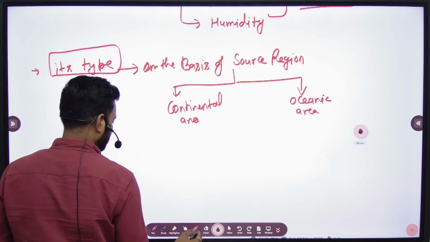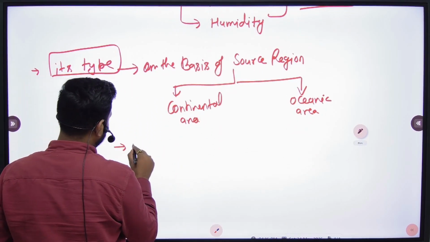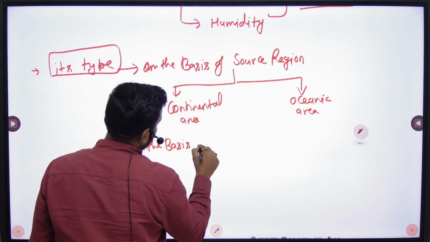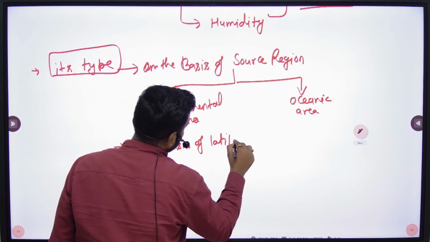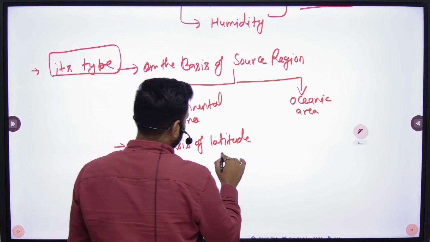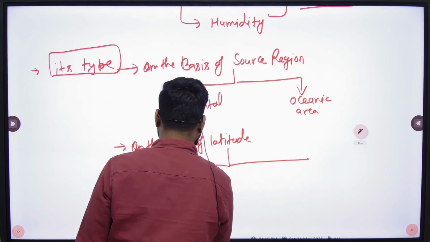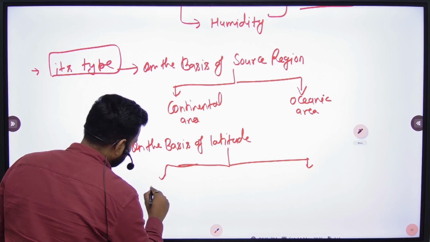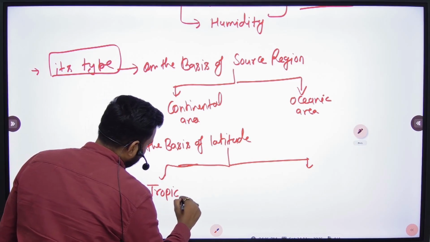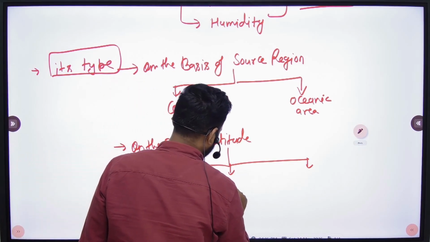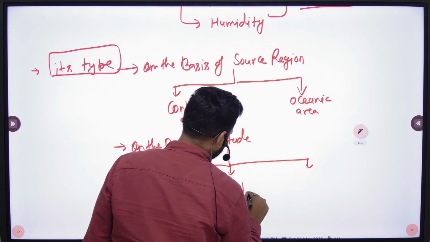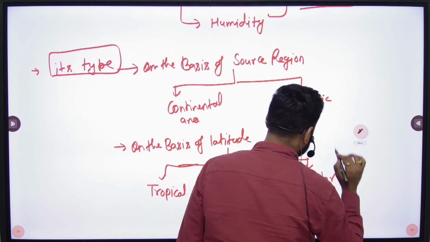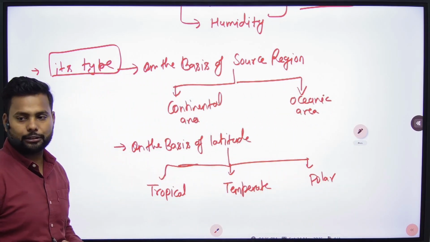On the basis of latitude, the air masses are either tropical, temperate, or polar. These are the types on the basis of latitude.